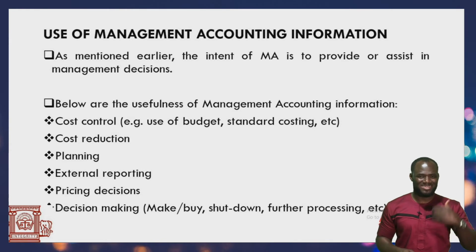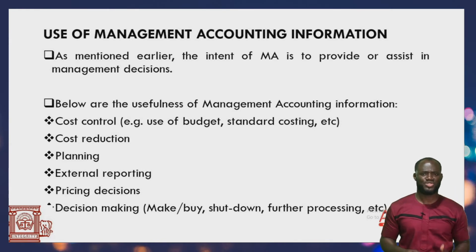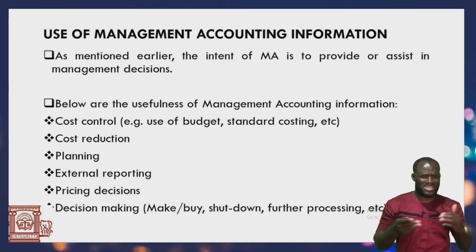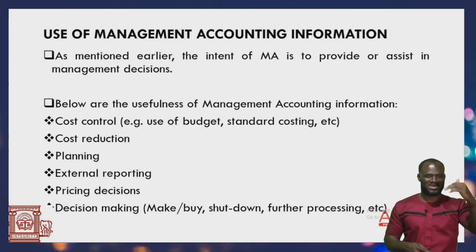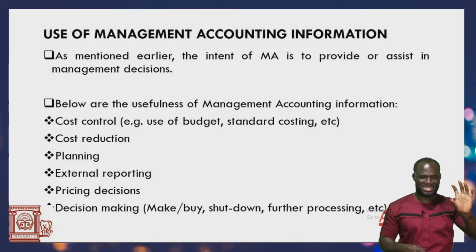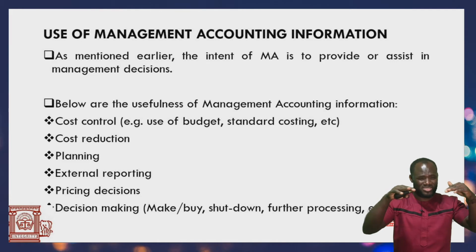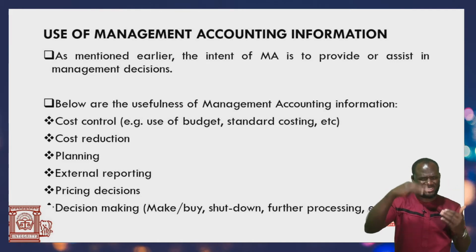So what are the uses of this management accounting information? Management accounting information can be used to achieve the following purposes. One, to ensure cost control. As the name suggests, controlling costs means making sure that the amount of expenditure the company intends to incur is within a certain limit. It's up to a certain ceiling.